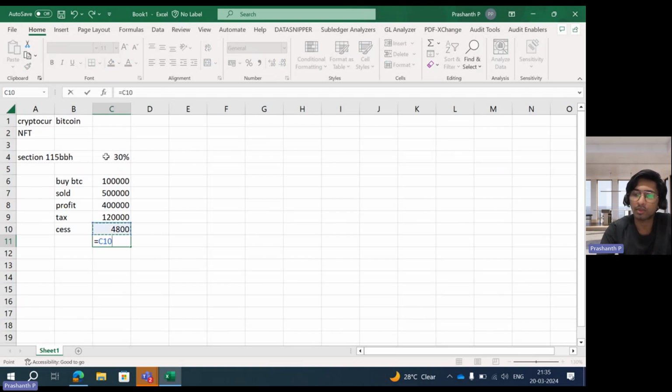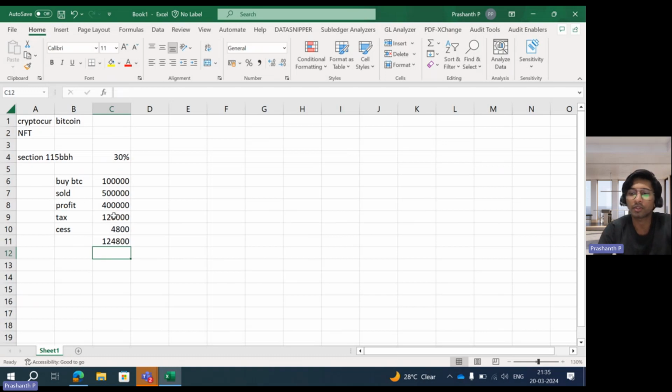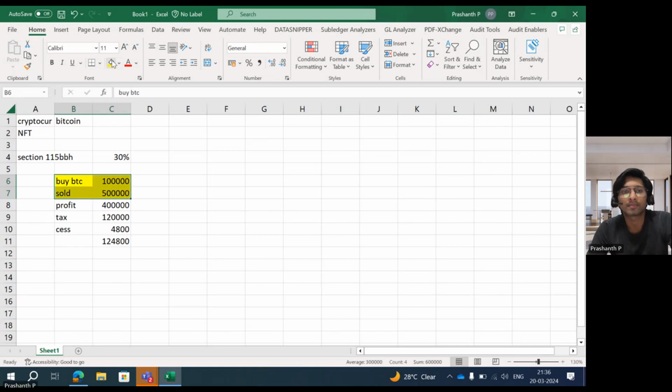Now, this will be the total amount you have to pay: 4,800 plus 1 lakh 20,000. 1 lakh 24,800 rupees is the total income tax which you have to pay if you do such kinds of transaction. Okay, I hope this is very easy. Now, let's discuss this chapter in a very detailed manner.